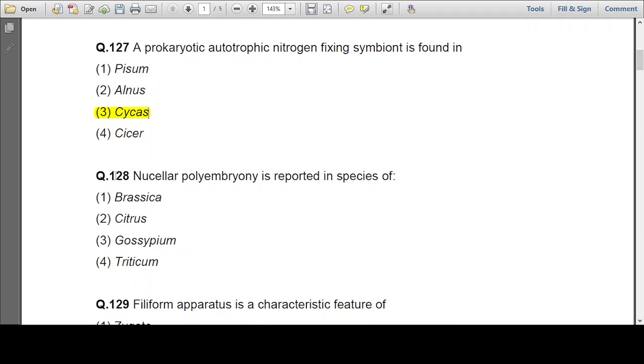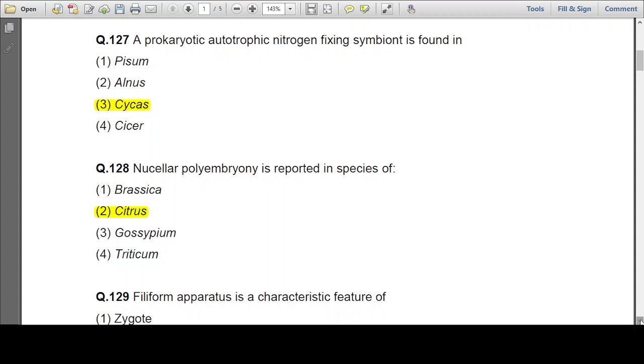Now 128: nucellar polyembryony is reported in species of, again from chapter number 2 of class 12th biology, polyembryony and apomixis, where they have mentioned citrus exhibits such type of nucellar polyembryony. Now move on to the next question.